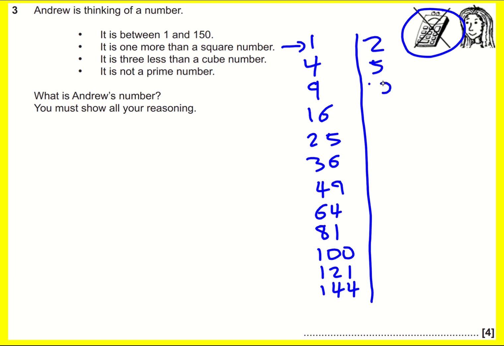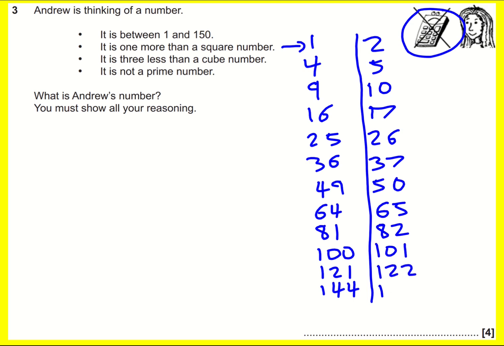2, 5, 10, 17, 26, 37, 50, 65, 82, 101, 122, 145. Okay, I'm going to cross this column out. It's just to help me get this column. So I've got all the numbers in blue that are one more than a square number.